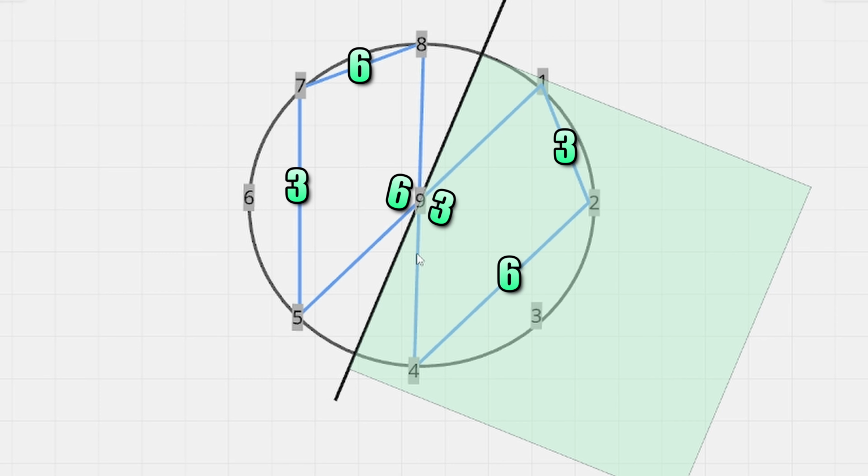3, 6, 3, 6, 3, 6. Isn't that crazy? It's all just balancing itself out.